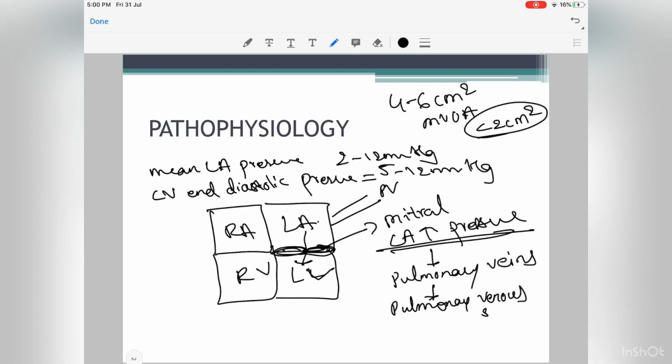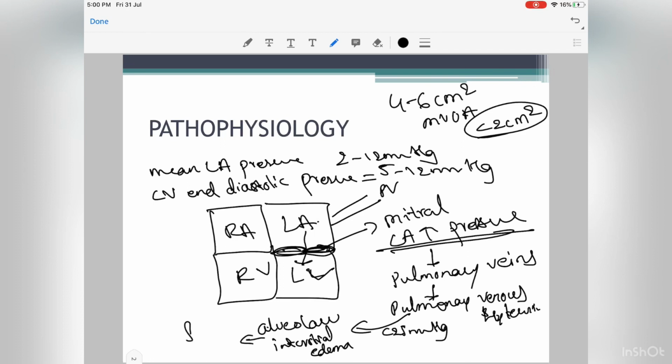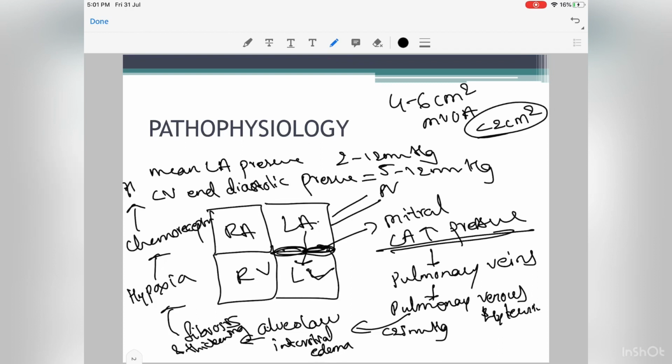Now this pulmonary venous hypertension, what it does is that when the pressure in the LA is less than 25 millimeters of Hg, the pulmonary venous hypertension produces alveolar interstitial edema. The alveolar interstitial edema results in fibrosis and thickening of the interstitium. The fibrosis and thickening of the interstitium ultimately results in hypoxia. Hypoxia induces chemoreceptor stimulation. The chemoreceptor stimulation causes vasoconstriction resulting in pulmonary arterial hypertension.